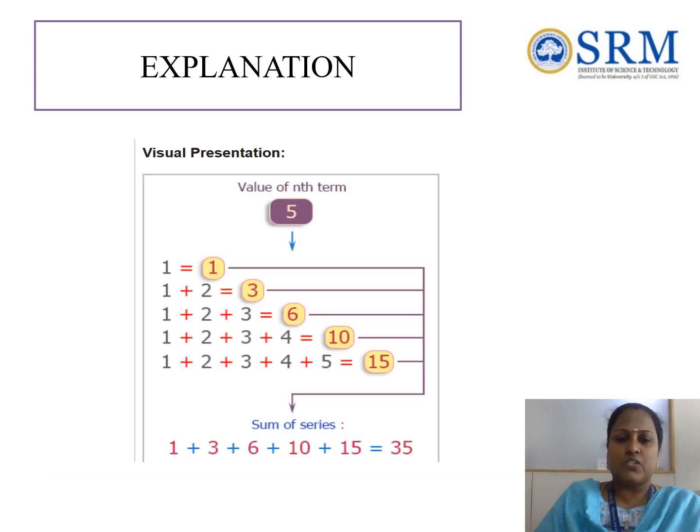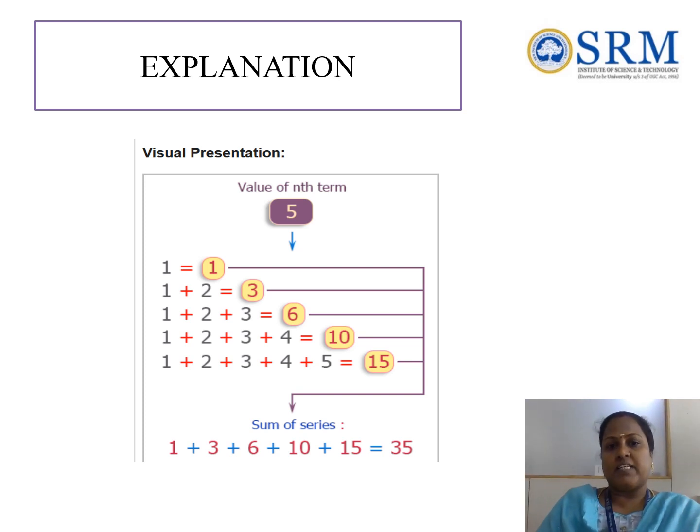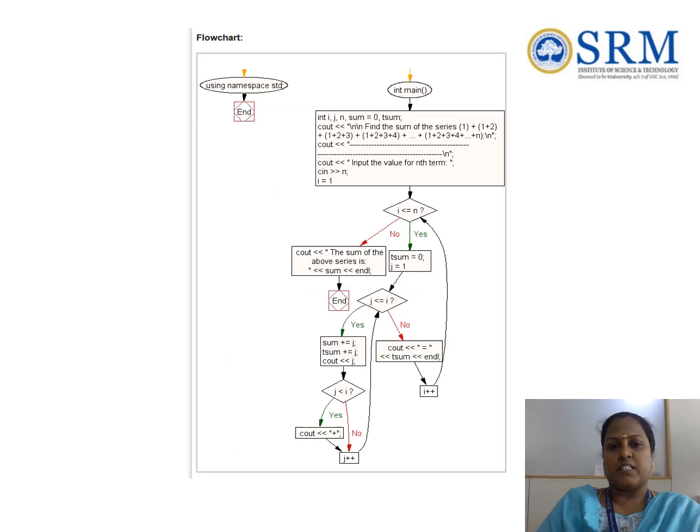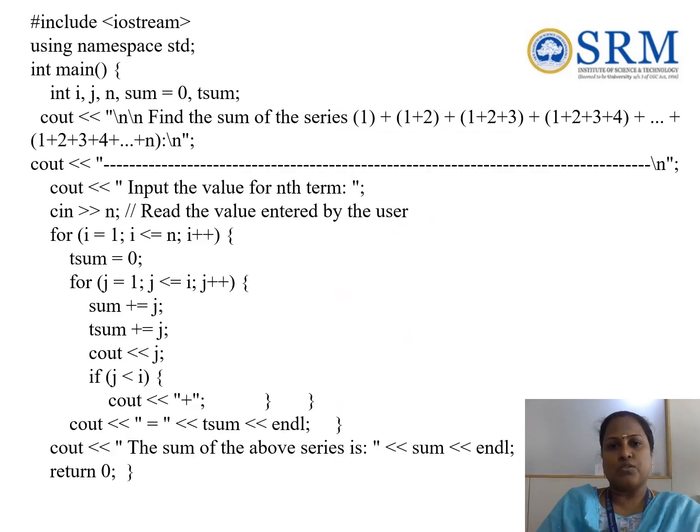So this is the corresponding logic explanation for this program. If the nth term is 5, consider the first term 1, then the second term 1 plus 2, so the internal sum is 3. Then the third term is 1 plus 2 plus 3, which is 6. Then the fourth term, fifth term, like that. Then all the intermediate results are calculated to obtain the final result 35. The corresponding flowchart and the corresponding code are also given.